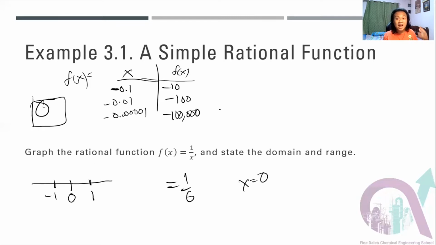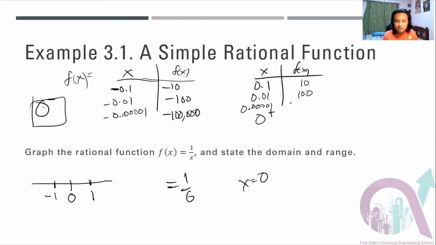Okay? Kung from the right naman, 0.1, wala na siyang negative, ha? So, padulo siya sa 0 from the right. So, 0.1, and then 0.0001. So, makukuha natin ang 10, 100, and 100,000. So, meaning, this is approaching positive infinity, while ang isa ay approaching negative infinity.